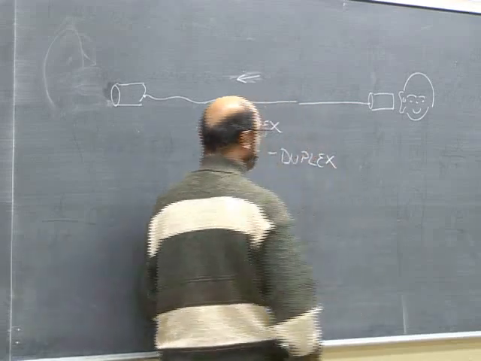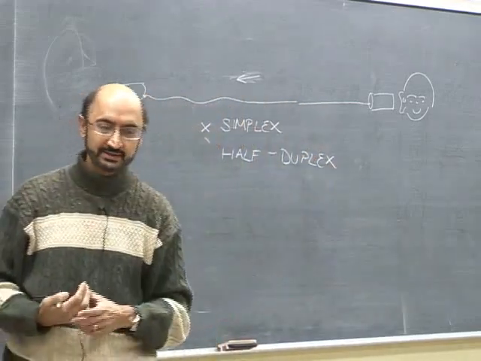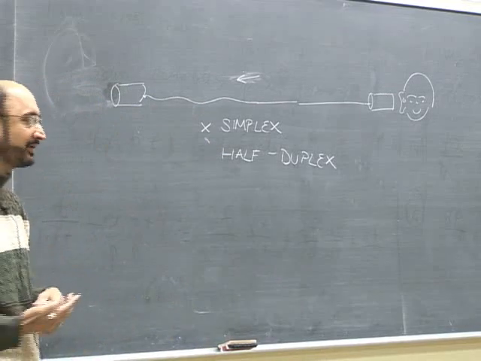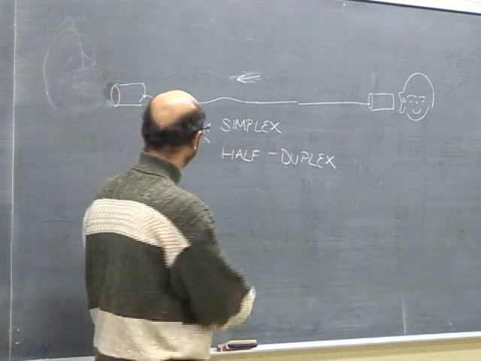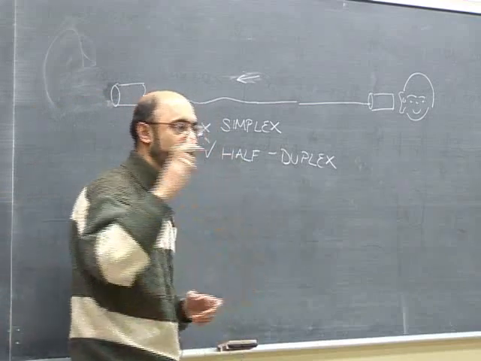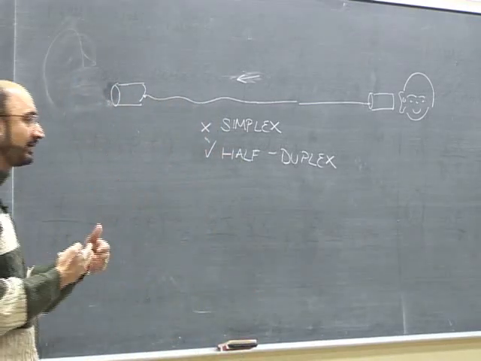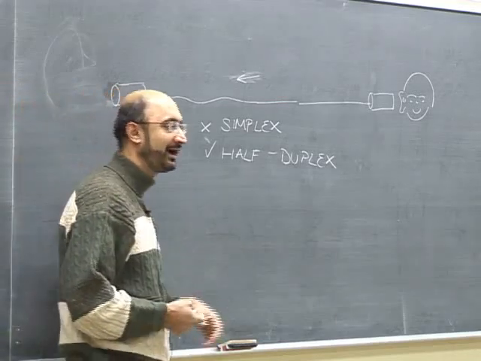And half duplex means that at any given moment in time, it can be communicating in one direction, but not both at the same time. An example of this actually is walkie-talkie, right? If you ever use one of those walkie-talkie things, if one person speaks, the other person cannot. So you got to take turns speaking, and that's what's called half duplex.